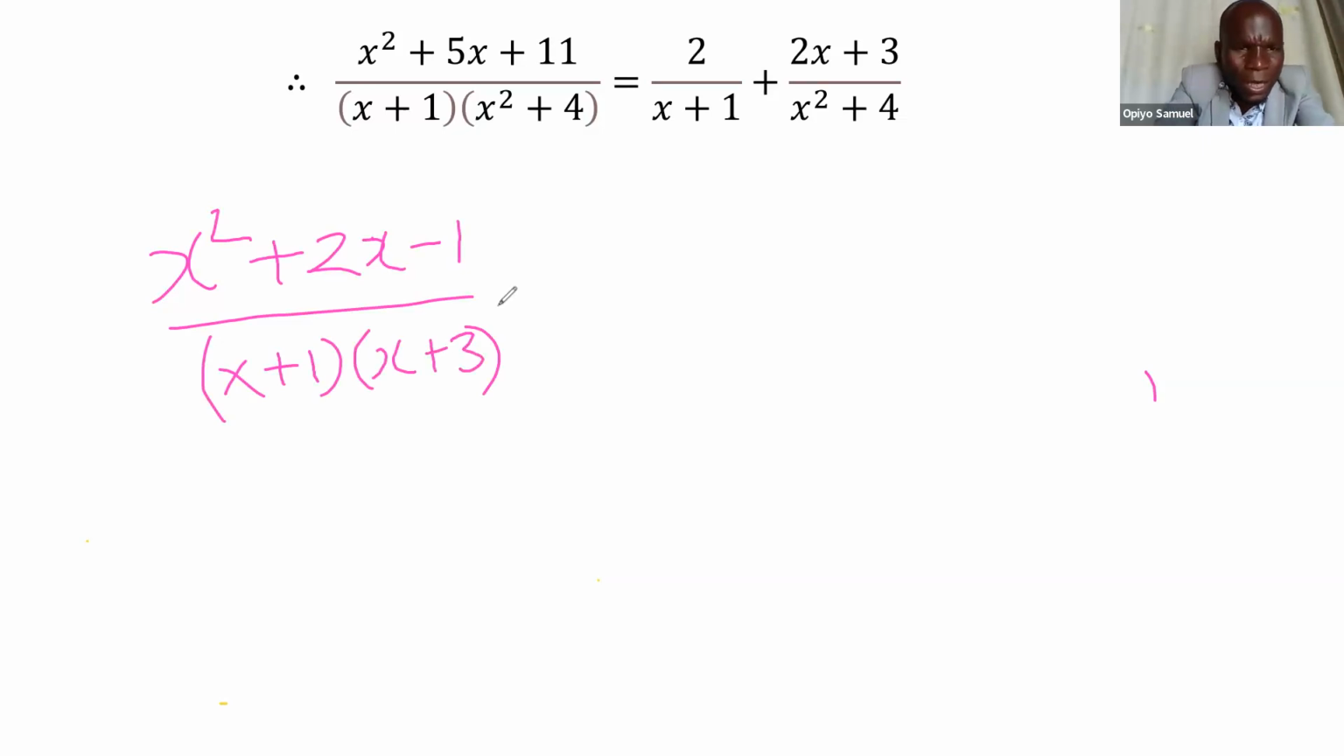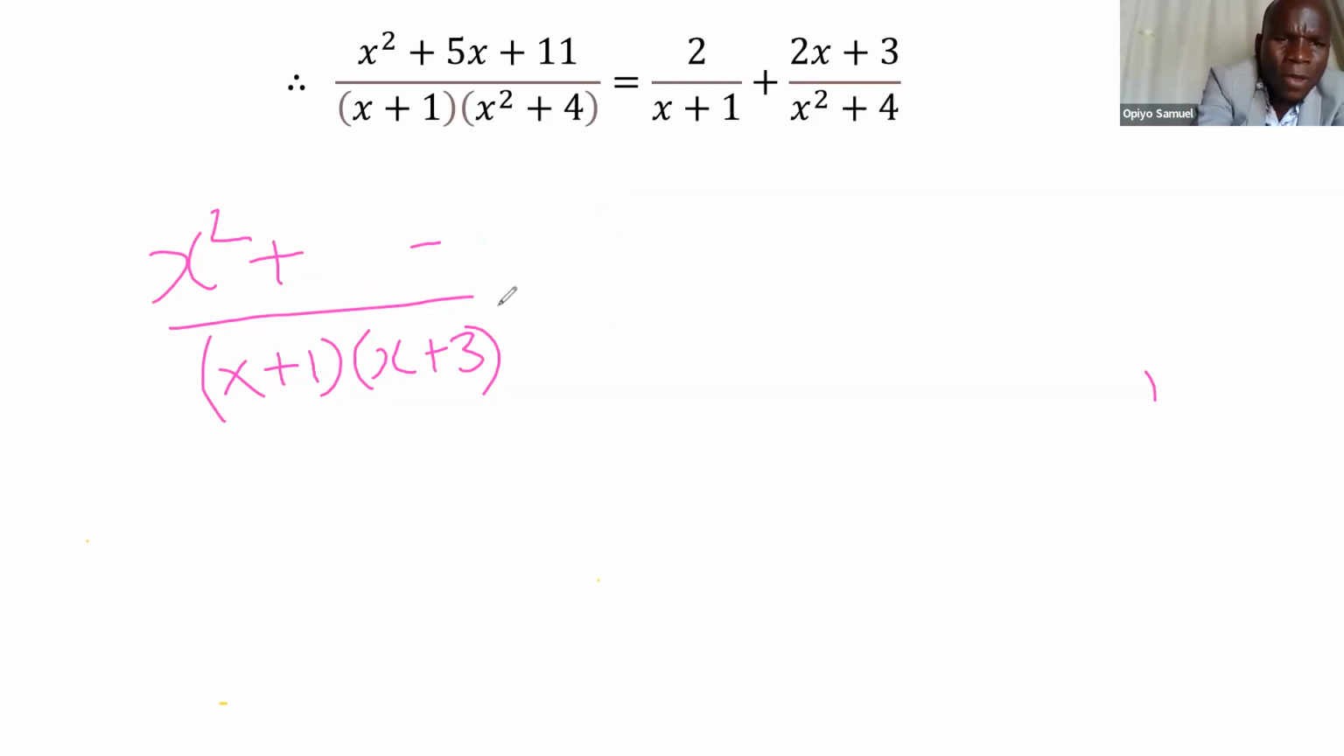This one is improper. Why? The numerator is of degree 2. The denominator is also degree 2. And I said when they have the same degree, or the numerator has higher degree, then that fraction is improper. You need to first split it. So how do we split? We can split this by doing long division. You need to carry out long division on this, and that is another aspect.